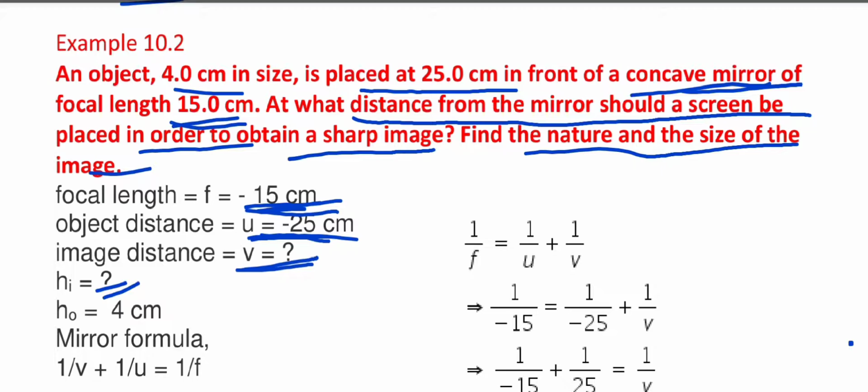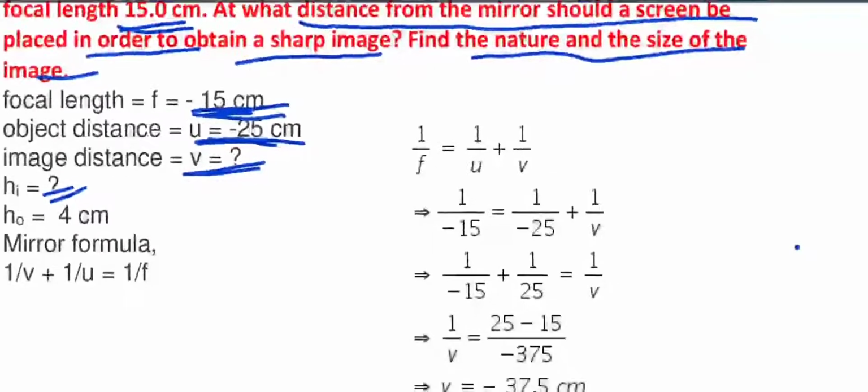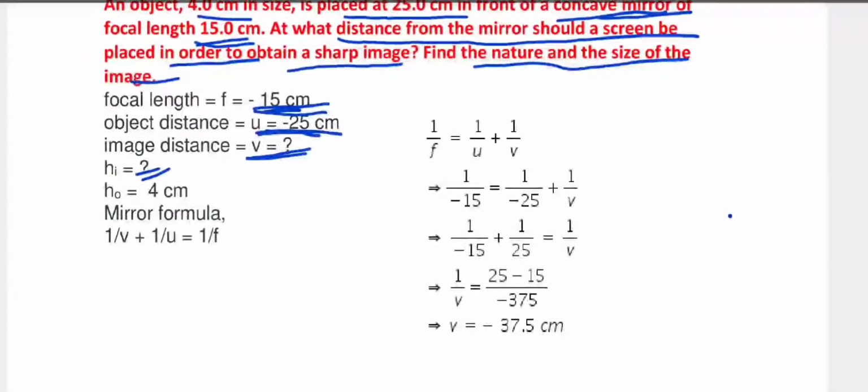So first let us analyze the problem once again. Let me draw the diagram for it. So this is the concave mirror.